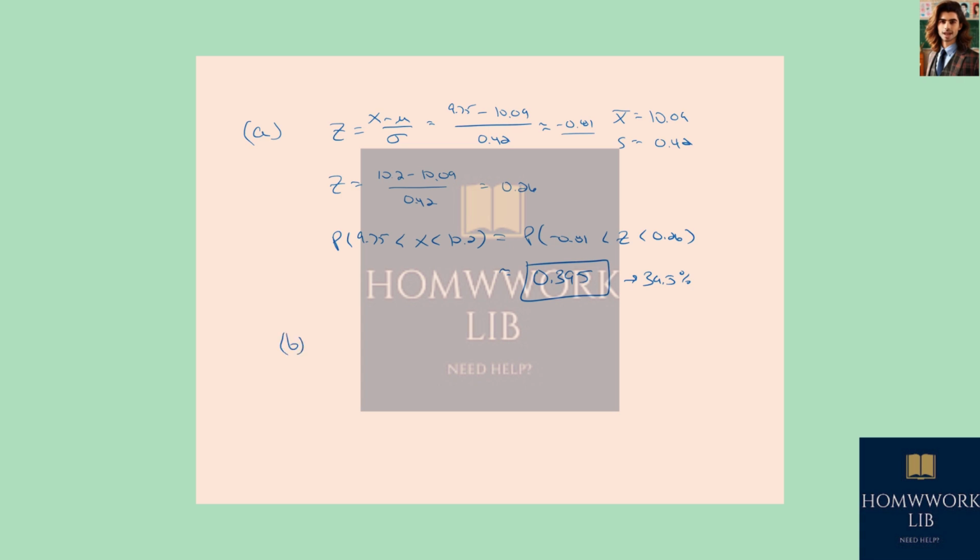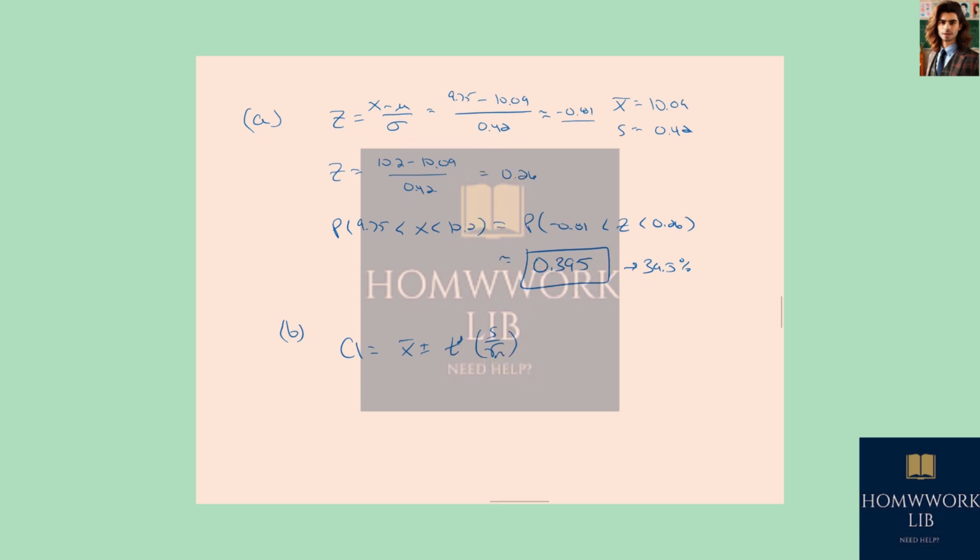For part B, to find the 90% confidence interval, because this is a small sample size, we're going to use the t distribution. And so the confidence interval is the sample mean plus or minus the critical t times the sample standard deviation over the square root of the sample size.